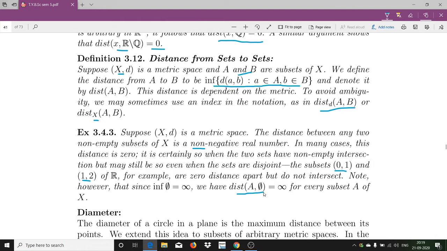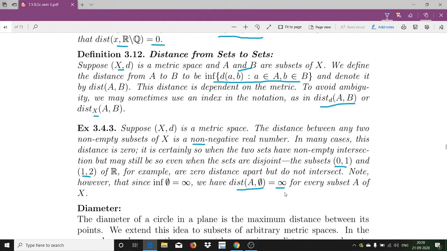So distance between A and phi is infimum of empty set. And infimum of empty set we have discussed is infinity. Therefore distance between A and empty set is equal to infinity for every subset A of your metric space X. So this was distance from a set to set.